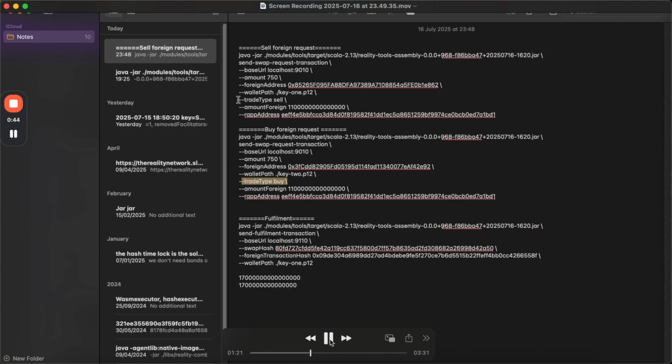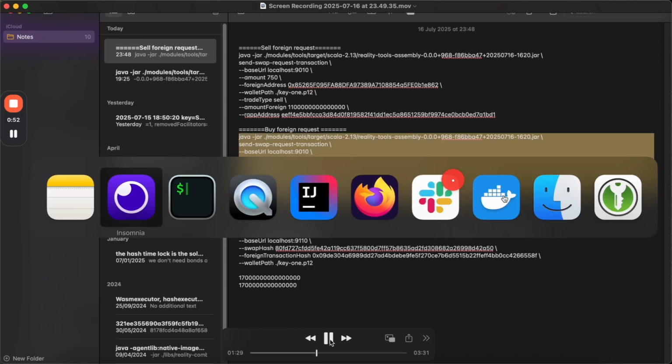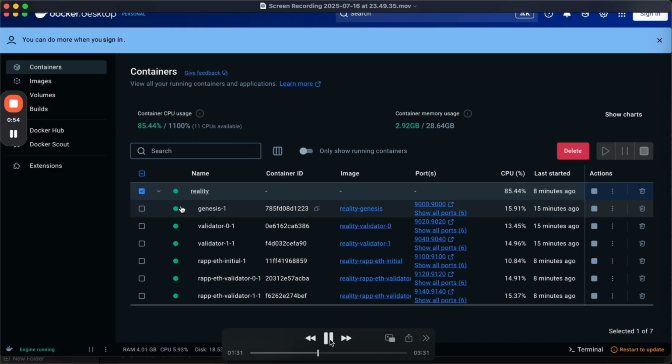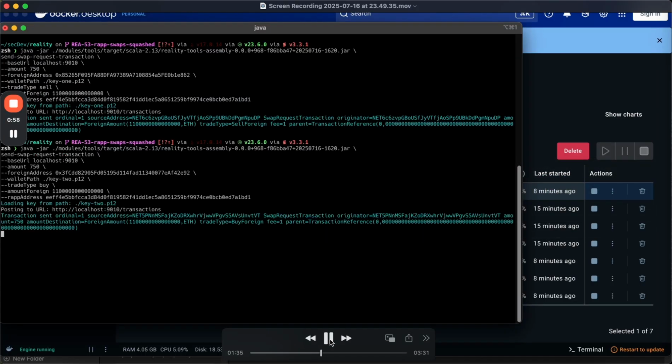You'll see something here called a foreign address. That just means an address on another chain. For example, a RealityNet swap request might include a foreign Ethereum address so the protocol knows where to send or expect ETH. All right, now we're going to send that second swap request, the buy order.